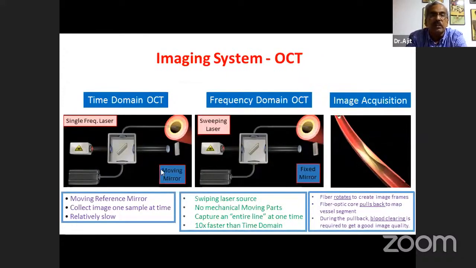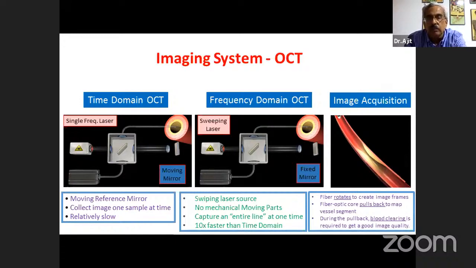While in OCT, there are 2 types: the time domain OCT and the frequency domain OCT. The difference is, in time domain, there is a single frequency laser and the mirror keeps moving, while in the frequency domain, the laser is sweeping while the mirror is fixed. But basically, the acquisition is done by the catheter, which is placed inside the coronary artery, and the fiber optic cord then pulls back through the vessel segment. During imaging, blood clearing is required so that you get a good OCT image. So these are the basic things that we need to know.